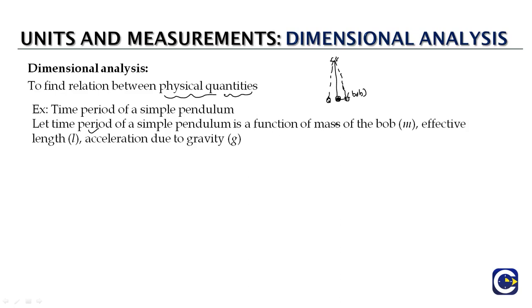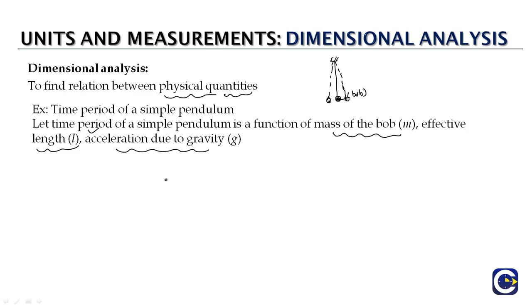The time period for the simple pendulum, let us say, is dependent upon the following parameters, because we have the mass of the bob over here, the length of the rope, the effective length, and the other factor here that is making the bob move is acceleration due to gravity. So here what we are saying is the time period depends upon the mass of the bob, effective length L, and acceleration due to gravity g.